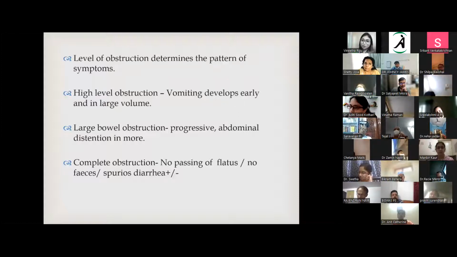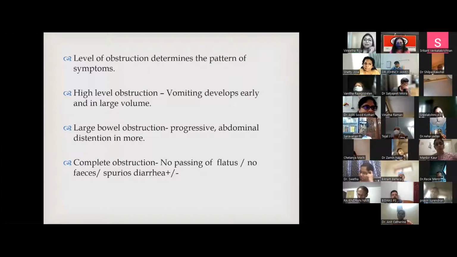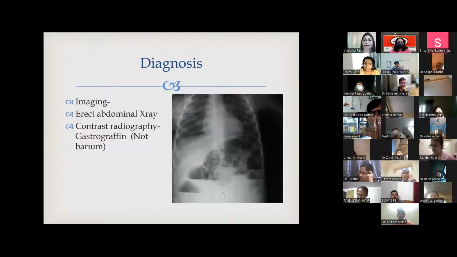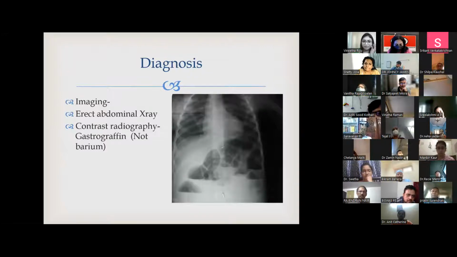Yes, one of you also did mention spurious diarrhea as one of the complaints in the chat box. Thank you for that. And like you rightly said, in an X-ray, we are looking at multiple air fluid levels, which is very classical of bowel obstruction. So what you need is an erect abdominal X-ray.